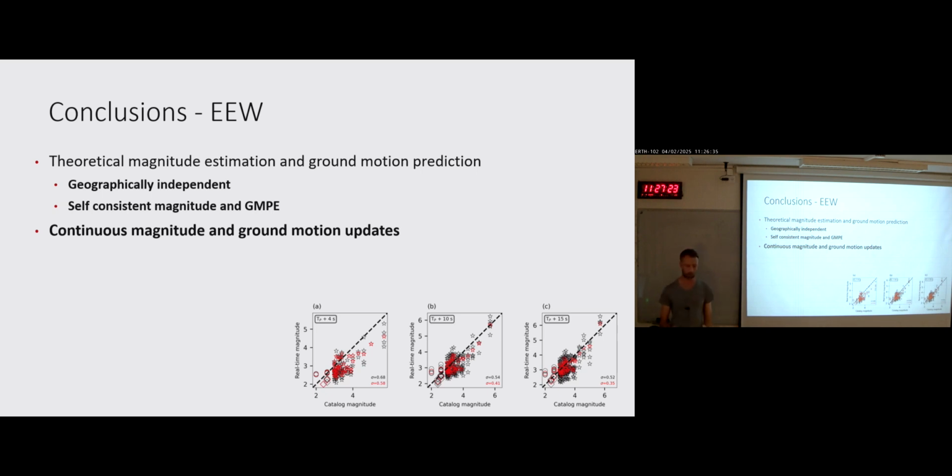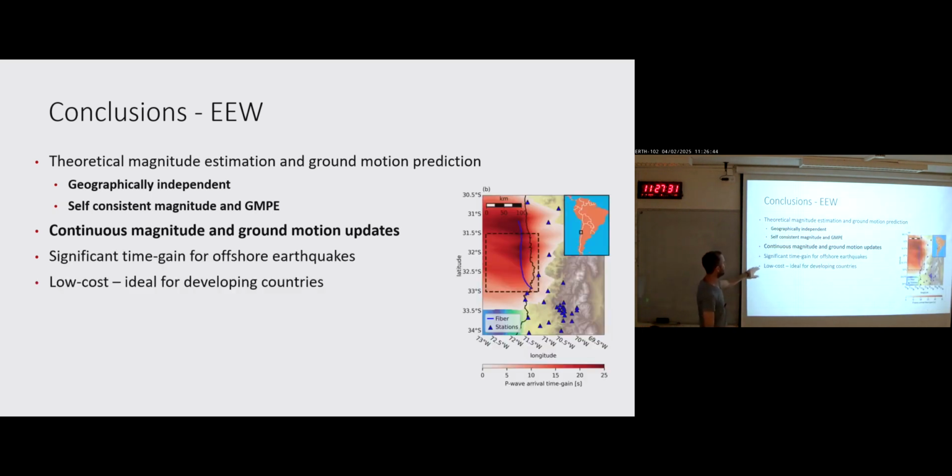If we use the California approach that only uses 2 seconds, we would underestimate the magnitude of large earthquakes, which takes time to evolve. We also saw significant time gains for offshore earthquakes, and basically this approach is low cost if we have access to an optical fiber, and ideal for developing countries, even for places like Chile, where the seismic network is not so dense. So this was the first part of the talk.